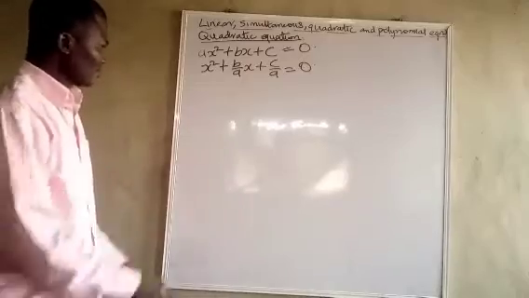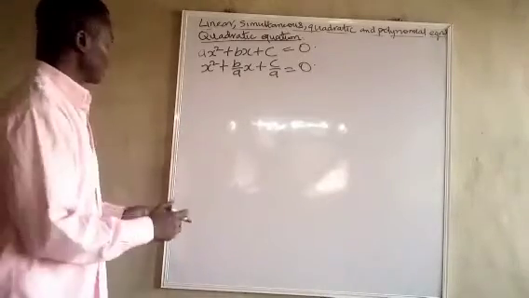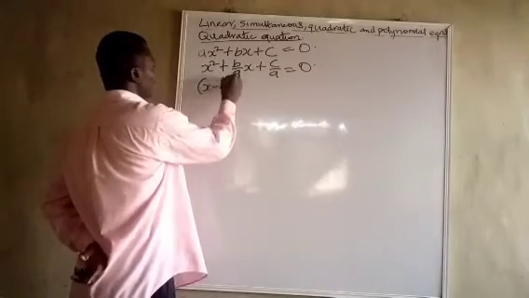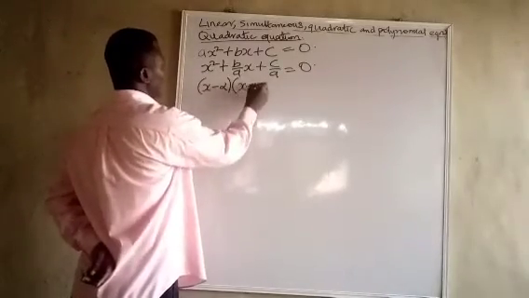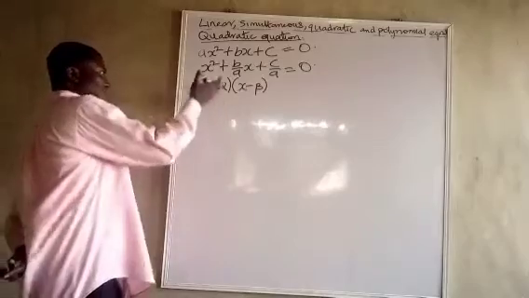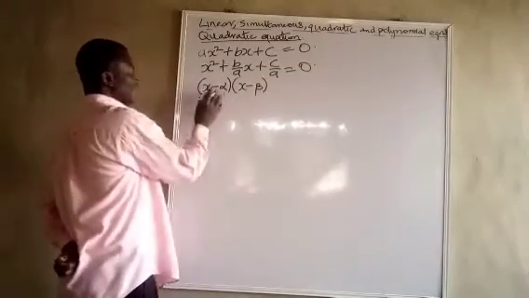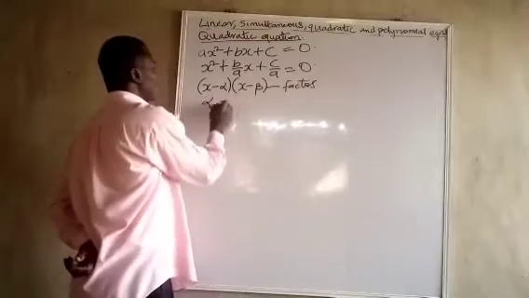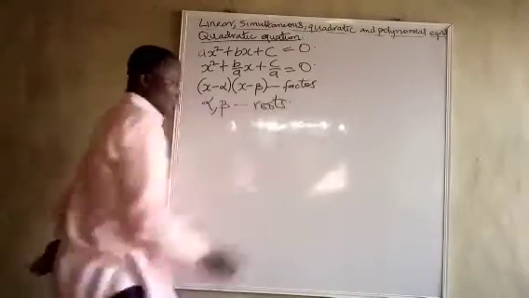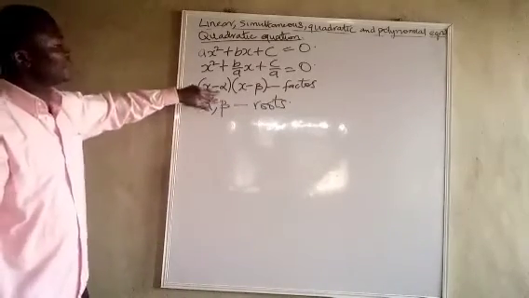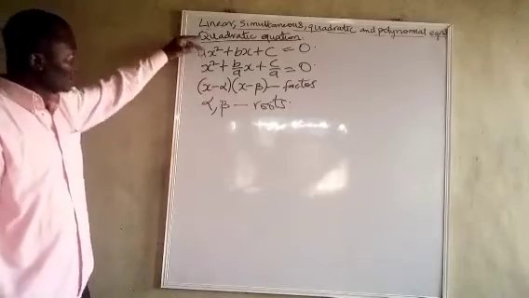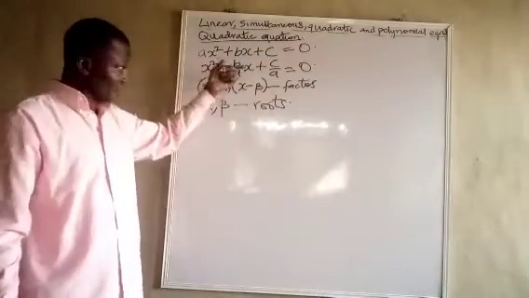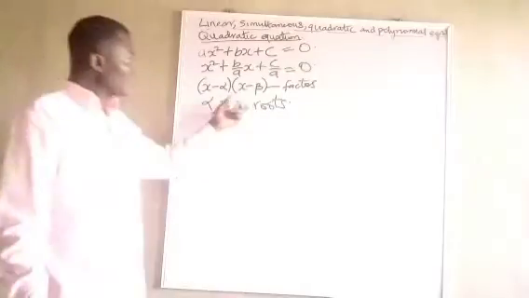Then, if it is factorized, that is into two linear equations that I multiply to get this, I'm going to have something like this: x minus alpha and x minus beta. These will be factors. X minus alpha, x minus beta are factors, and alpha, beta are roots. We refer to them as roots. Why? If you put in the value of alpha into this expression, it's going to give you 0. If you put the value beta into this expression, it's going to give you 0. That's why we say they are roots.